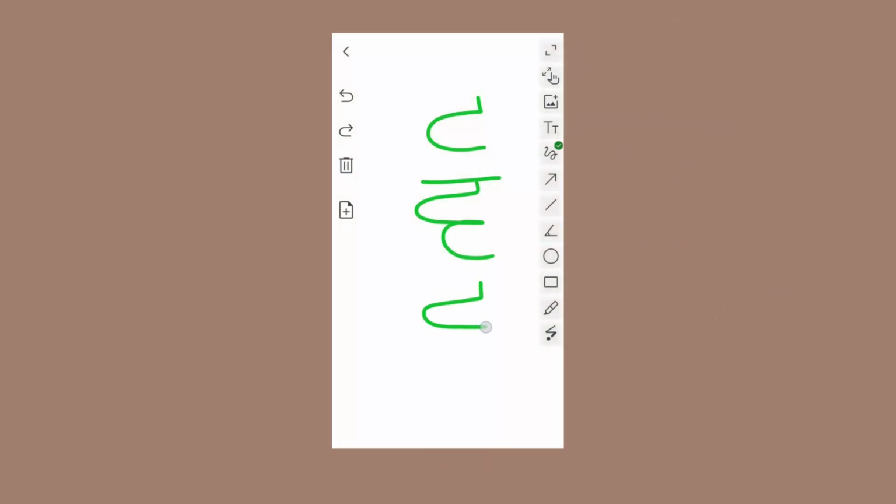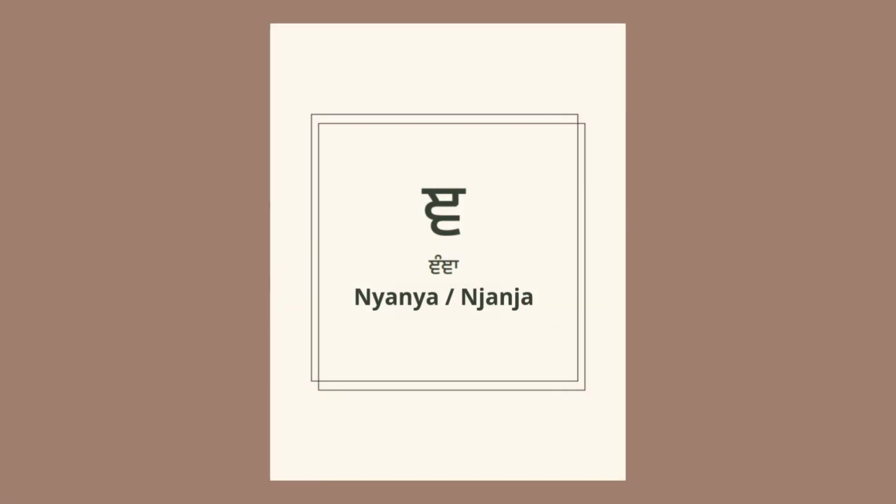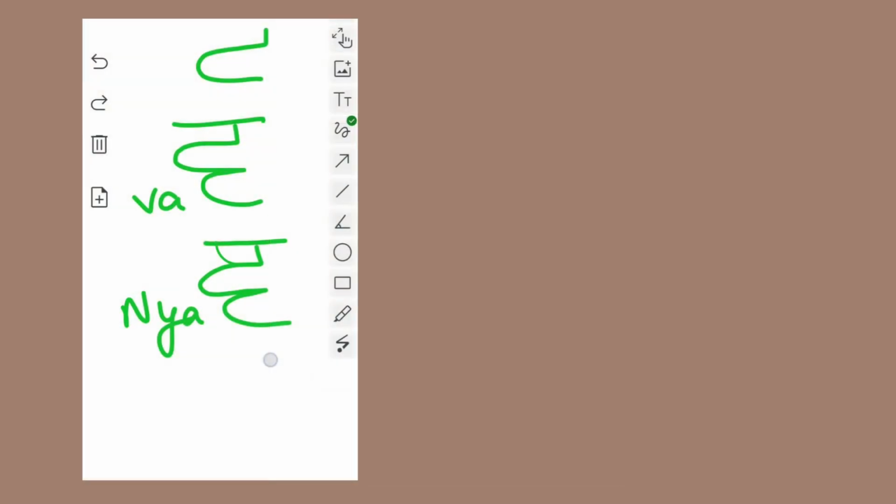Let's look at the next letter. The next one, you write the exact same thing, but between the horizontal line and the letter, you add a little curve. In this case, the letter transforms to Nya Nya. Do you remember which row this letter comes in? Try to think about it and make a note in your notebook.